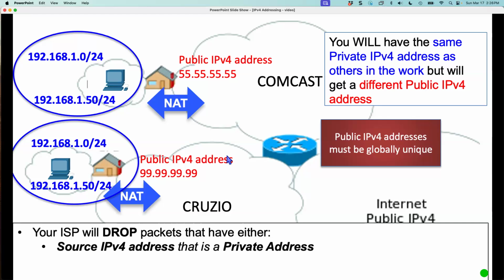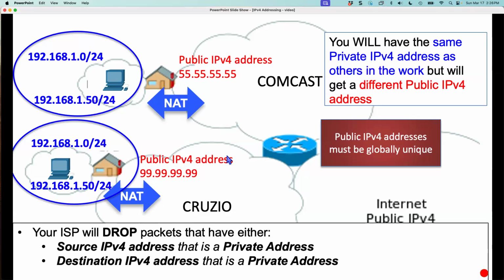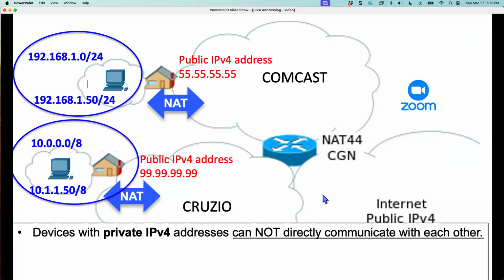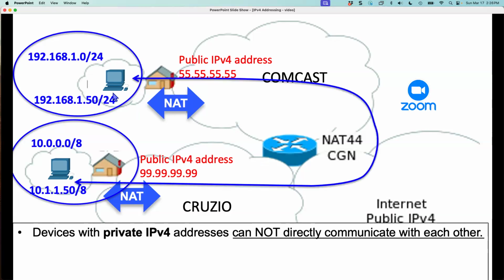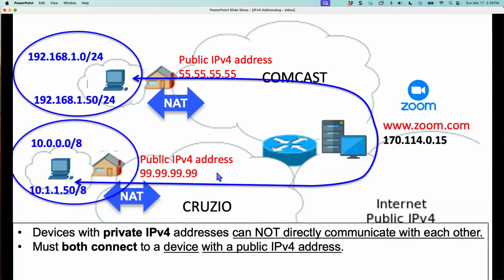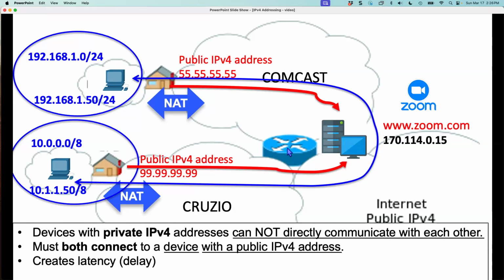Again, your ISP will drop a packet if the source or destination IPv4 address is a private IPv4 address. Okay, so what this means is it has kind of broken a fundamental principle of the internet called the end-to-end principle, but it means that we cannot communicate with each other directly. We actually have to both connect to a public IPv4 address, and that's how we communicate with each other. Also creates some delay. I will also say that with IPv6, we don't have that problem. We don't use NAT for IPv6.